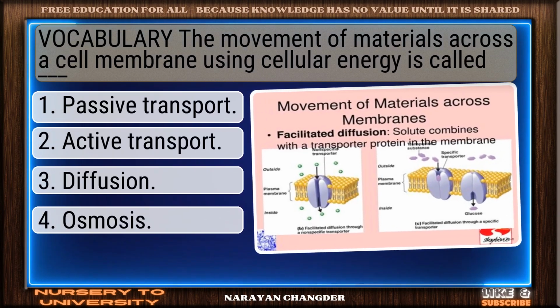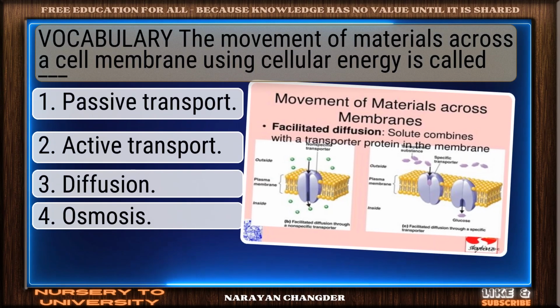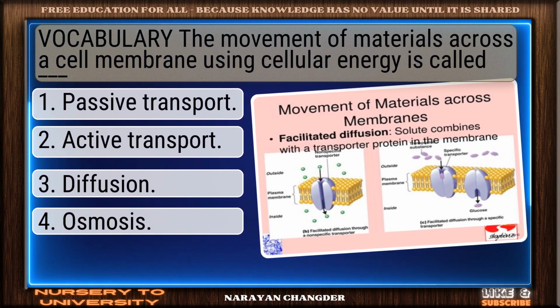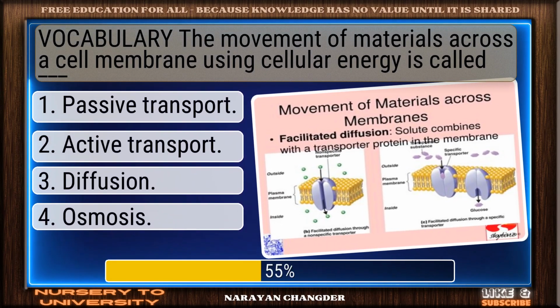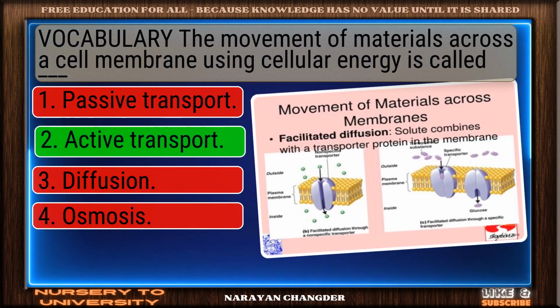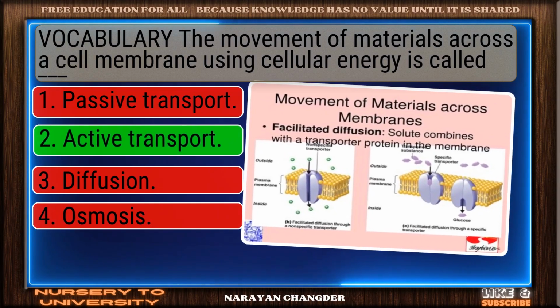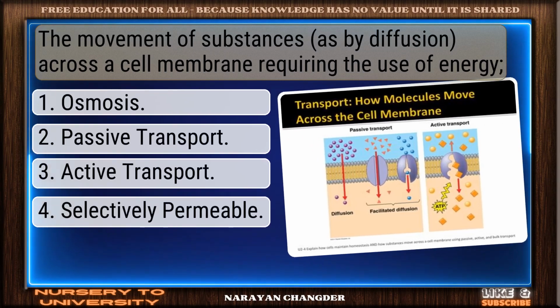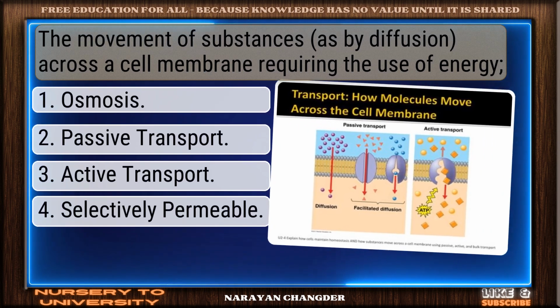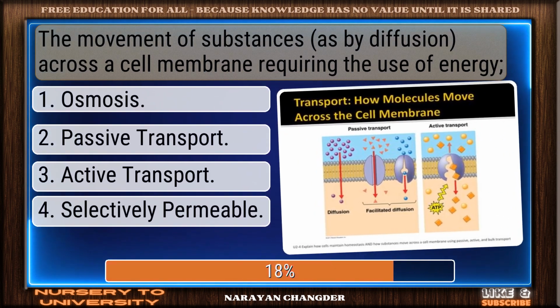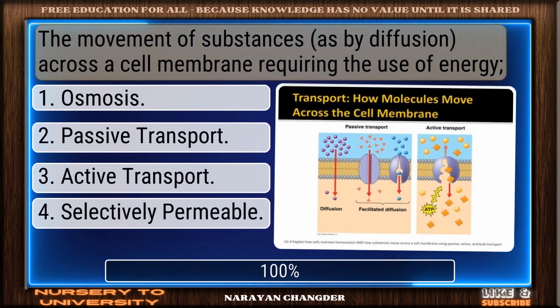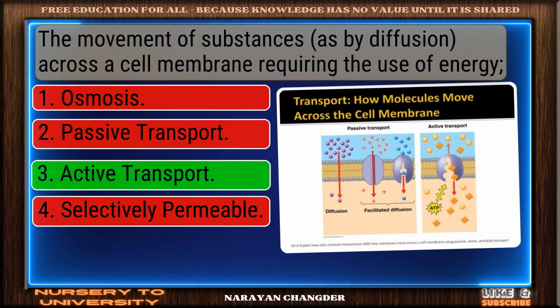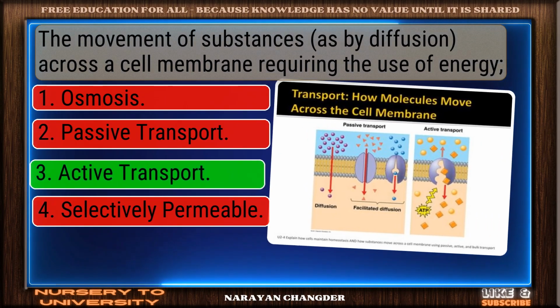Vocabulary: the movement of materials across a cell membrane using cellular energy is called dash. You're right. Active transport is the correct answer. The movement of substances across a cell membrane requiring the use of energy. Great thinking. Active transport is the right choice.